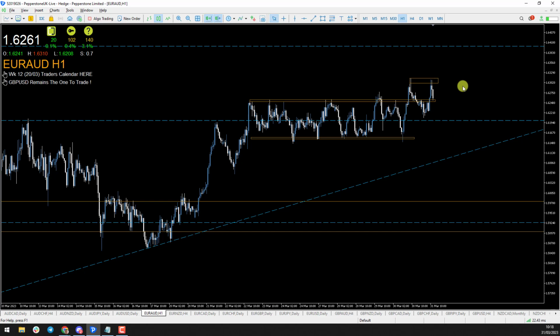So again, although CAD yen didn't really play out the way we expected, we had a nice long on pound US dollar, nice longs on Euro Aussie going into this week.